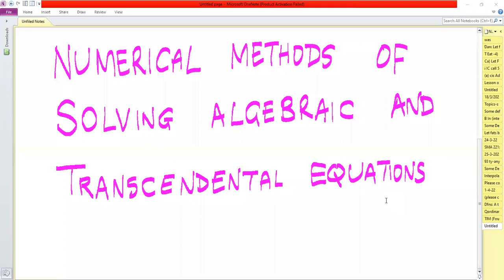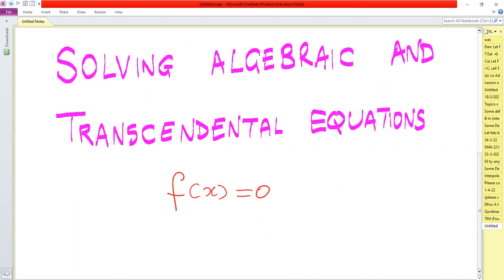As I've said, the topic is numerical methods of solving algebraic and transcendental equations. The objective of the chapter is to solve equations of the form f of x equals 0, where f of x is either an algebraic or a transcendental function.